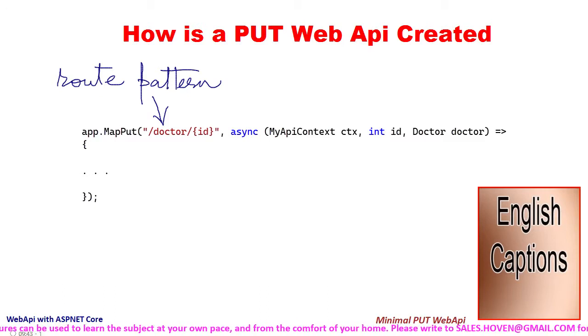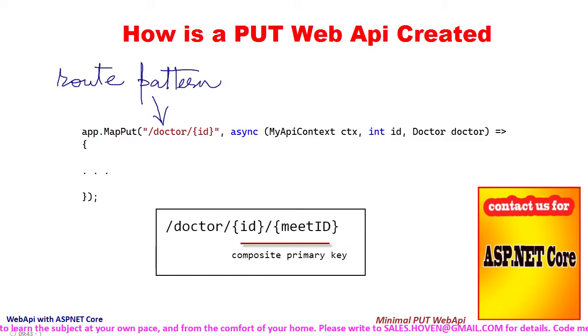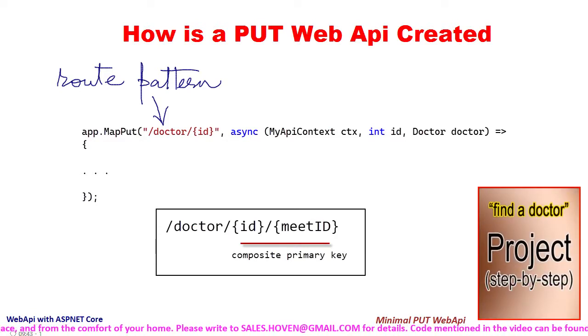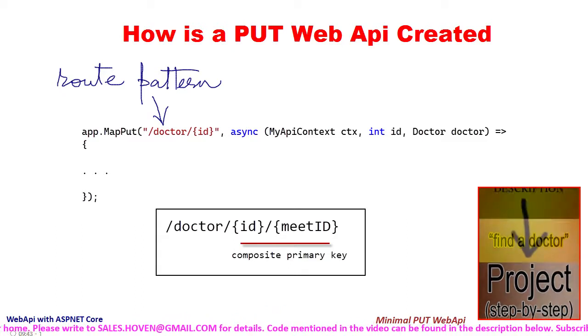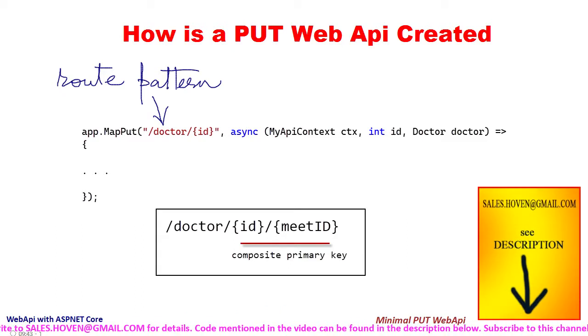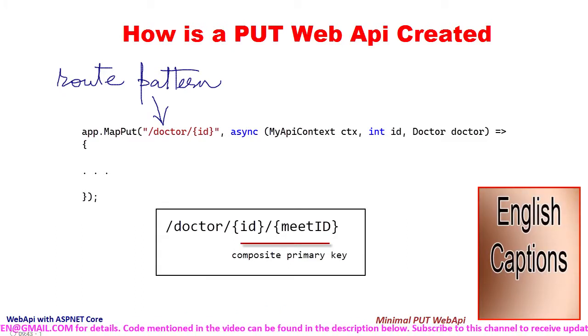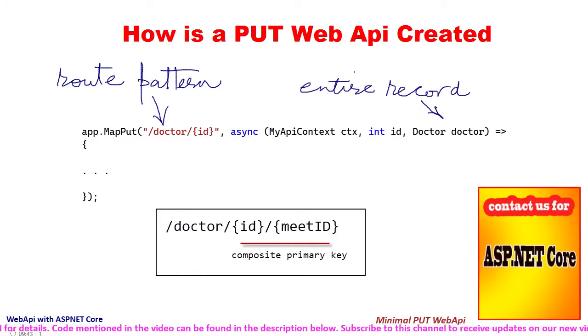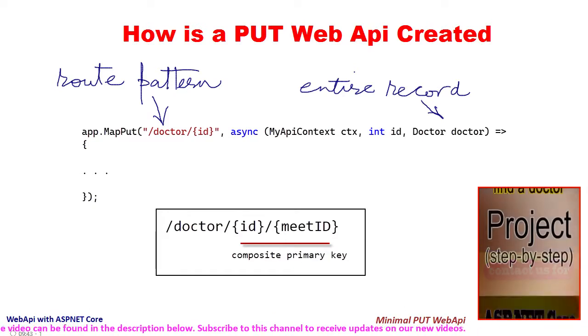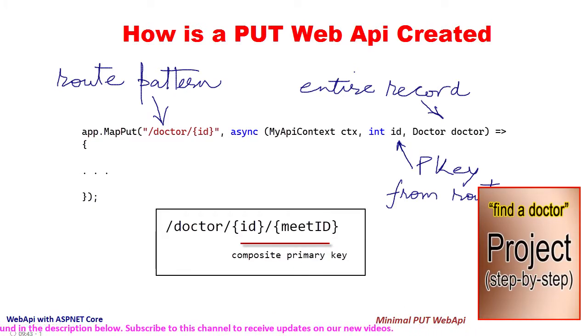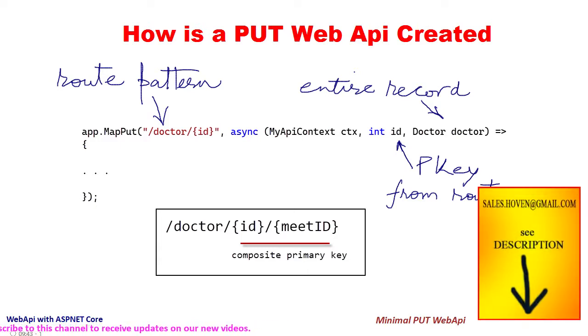If your table has a composite primary key, then the route pattern can be designed to include more segments so that all the keys do get included as a part of the route. The second argument is a function that receives the entire entity or object that has to be updated. The function also receives the ID of the object. This ID is the primary key as extracted from the route template.